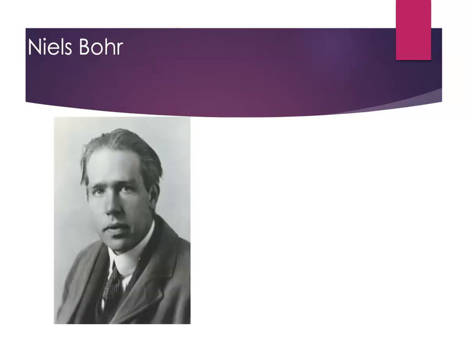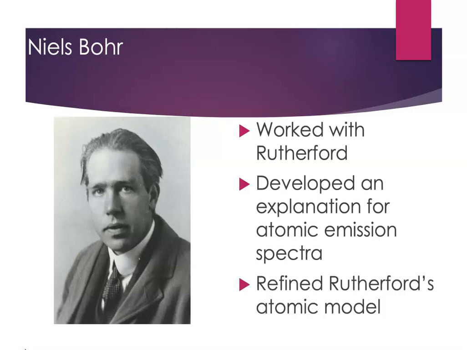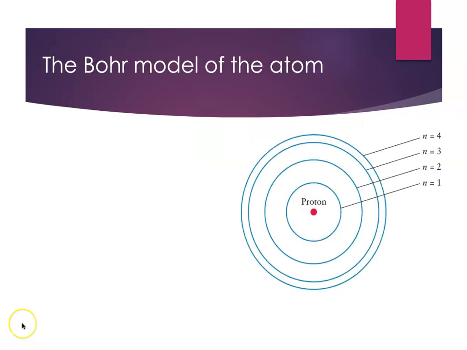And so this brings us to Niels Bohr, who worked with Rutherford and did his postdoc in Rutherford's lab, and developed an explanation for these atomic emission spectra. Why are we getting these sharp lines and not the full spectrum? He refined Rutherford's atomic model, which was the idea of a nuclear atom. Now, the Bohr model of the atom is probably the most familiar model of the atom. It's the one most of us have as our mental image of an atom.